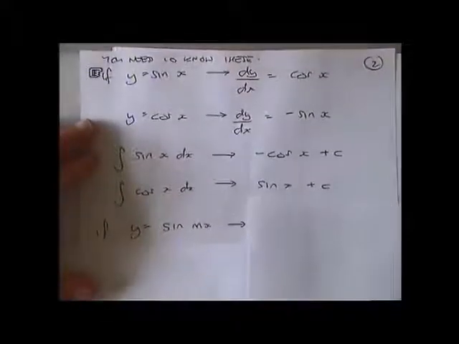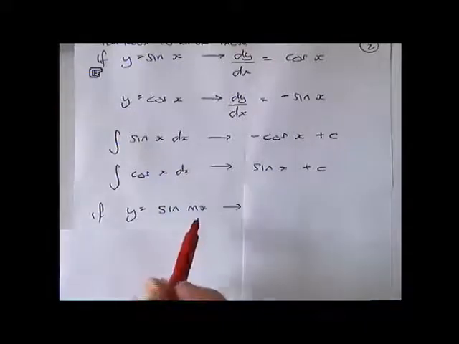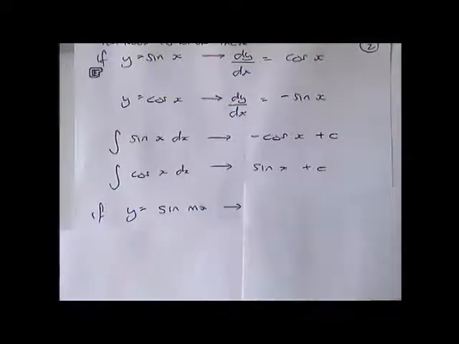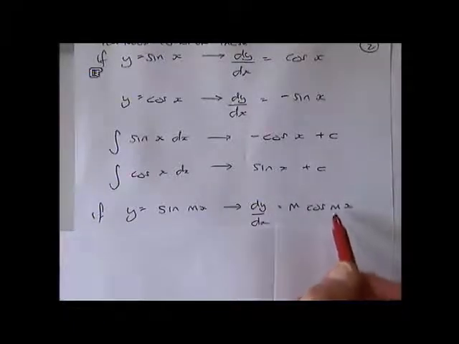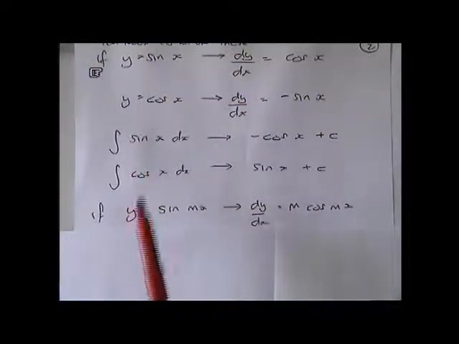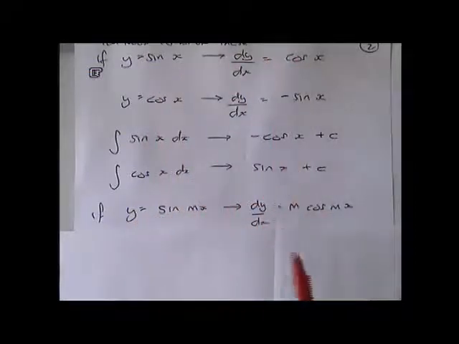Right, okay. Basically the same stuff, but now with a number in front of the x. So if you have y is sine mx, where m might be a number like 4x or something, what will dy dx be? M cos mx. So the m stays in front of the x and also comes out to the front, and we're just using the rule we had here. Sine differentiates to cos, but the m stays there and also comes out here.